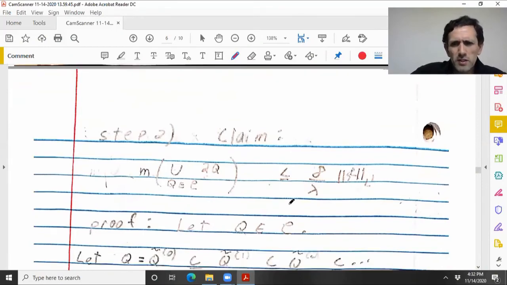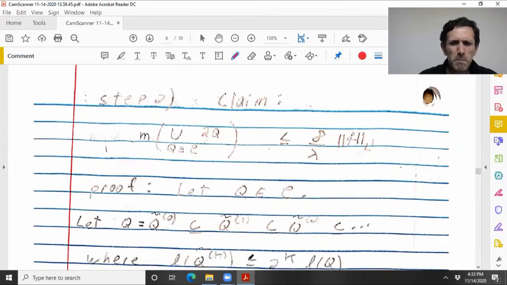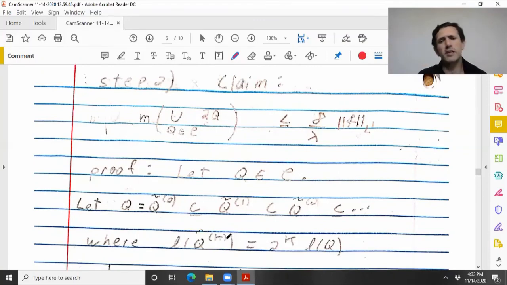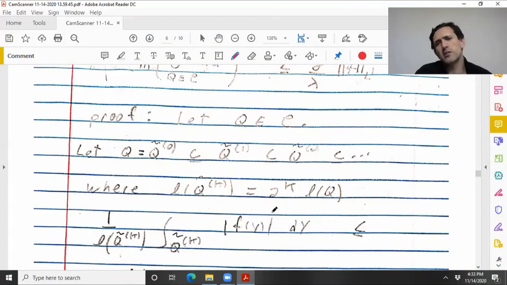Okay, so let's say Q is in script C. We already introduced the concept of the kth generation parent. So let's say the 0 generation parent again is Q, and let's say Q tilde 1 is the first generation parent, the parent of Q. Q tilde 2 is the parent of Q tilde 1, et cetera. So whenever we take another generation parent, we get 2 times the length of the child. So the length of the kth generation parent is 2^k times the length of Q. So let's make a very trivial observation here. And this observation is really true regardless of whether Q is in script C or not.